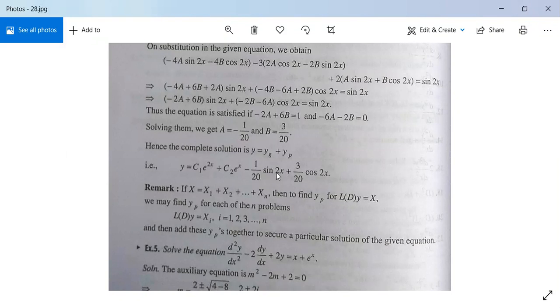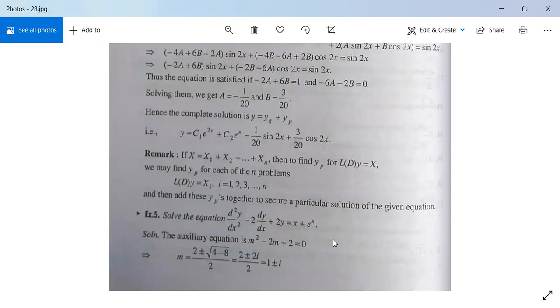So our particular integral will be a sin 2x plus b cos 2x, so it is minus 1 by 20 sin 2x plus 3 by 20 cos 2x. And the complete solution will be y is equal to the complementary function, this one, plus the particular integral, this one. It means y is equal to c1 e to the power 2x plus c2 e to the power x minus 1 by 20 sin 2x plus 3 by 20 cos 2x.